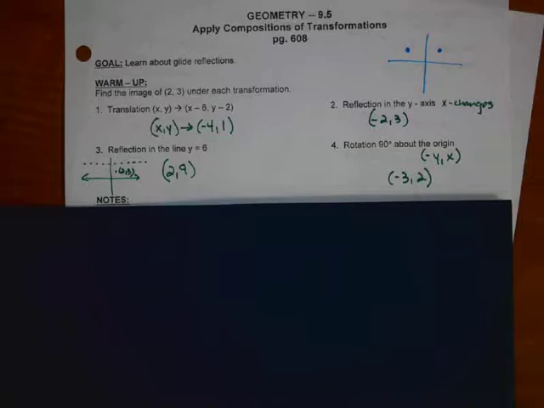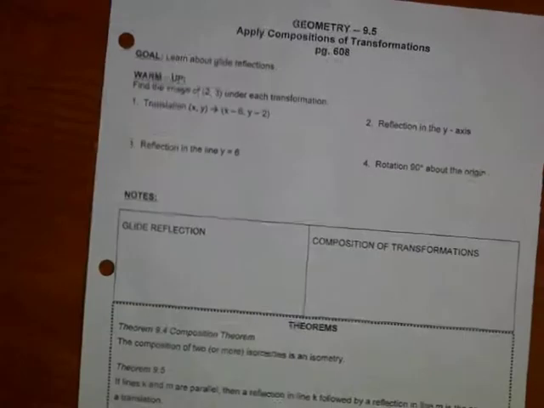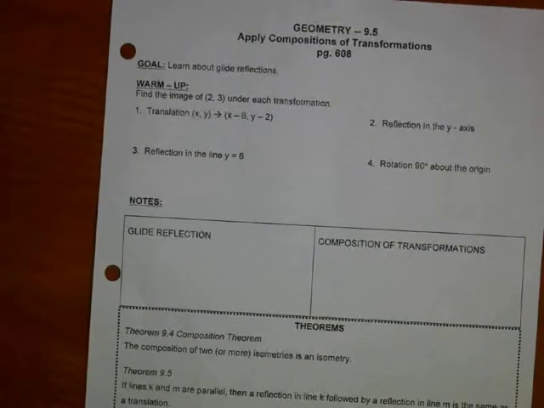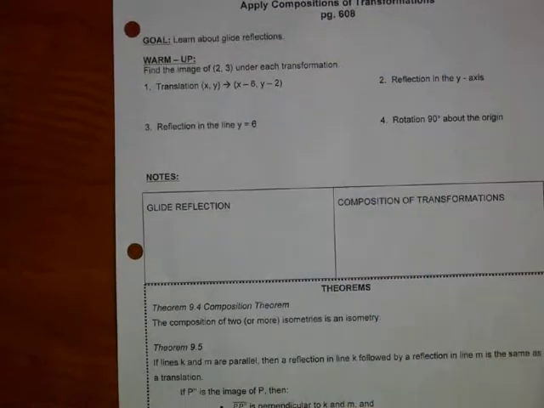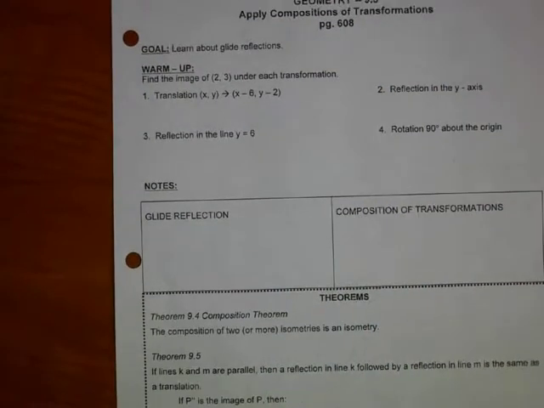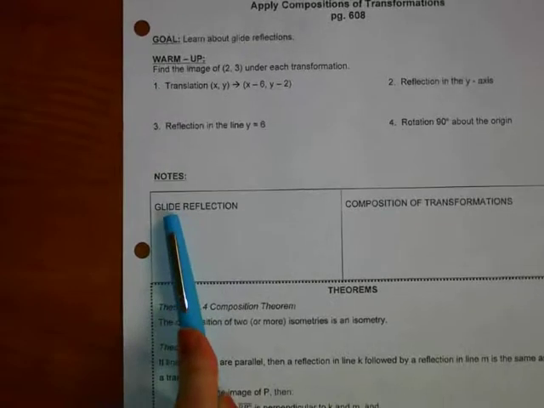All right, let's talk about compositions of transformations. So a glide reflection, the word glide, first of all, let's talk about transformation. What 3 transformations have we done so far? Reflection, translation. And translation, right? So if we have a glide reflection, which 2 do you think that involves? Translation and reflection. See how smart you are?